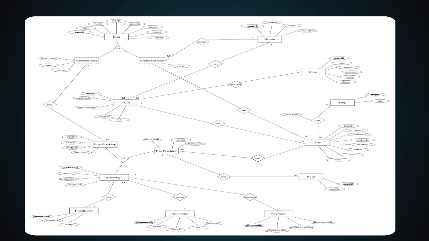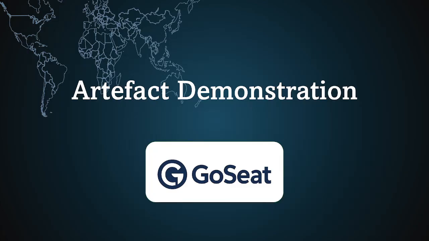Lots of relationships and entities, like routes, stand, bus, users, stop, trip booking, bus bookings, payments, customer feedback. Lots of entities I give. I explained in detail and I also gave a data dictionary in my coursework.